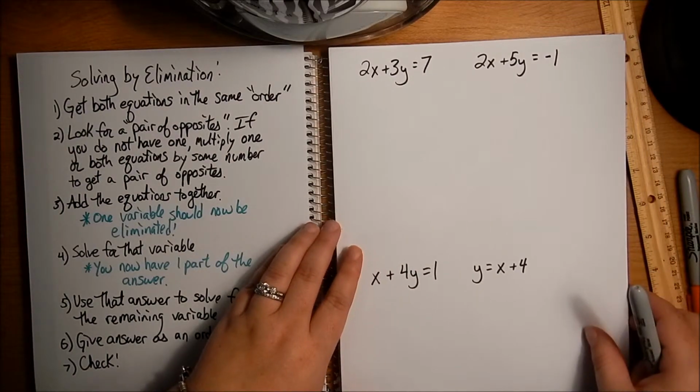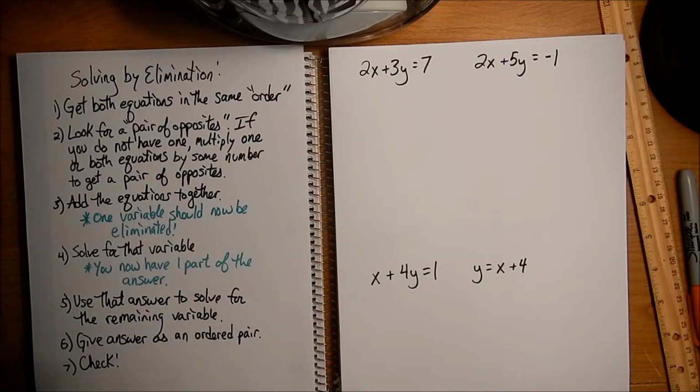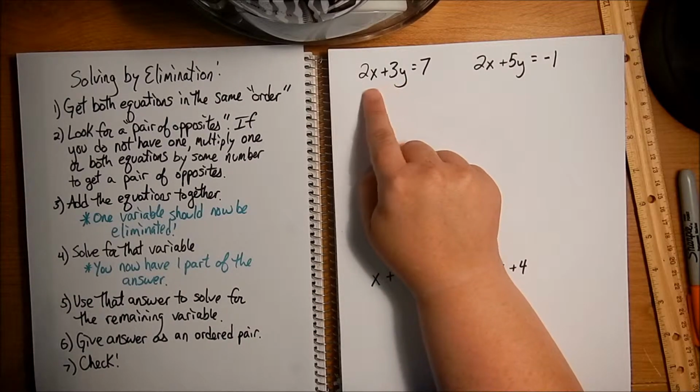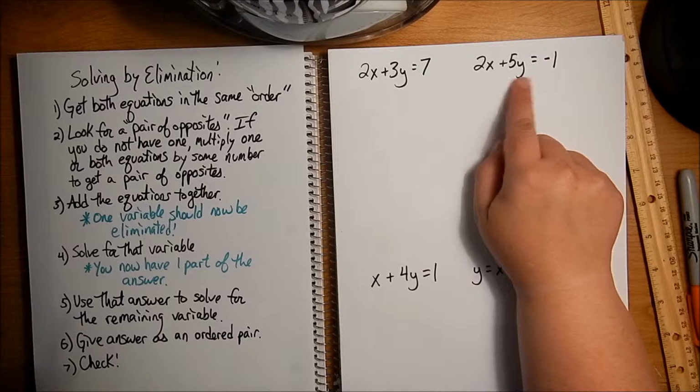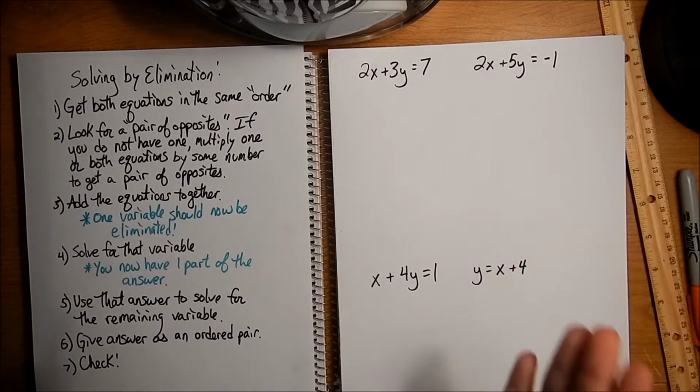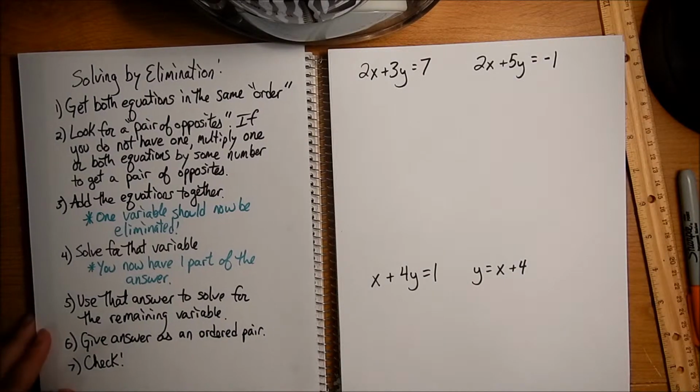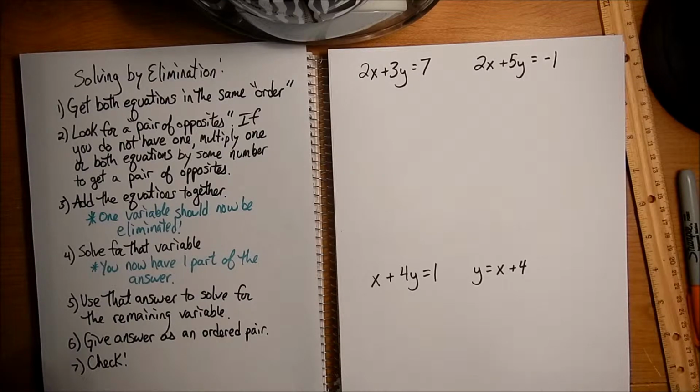Okay, so the first thing I want to do is make sure that they're in the same order. So I have my x and y on the left-hand side equals some number. X and y on the left-hand side equals some number. So they're in the same order, that's great. So now I can move on to step 2. Look for a pair of opposites.